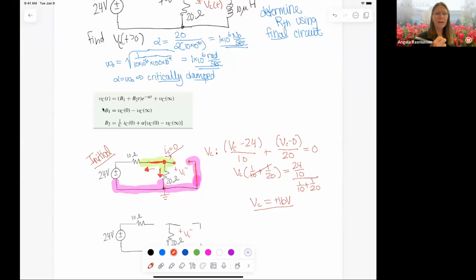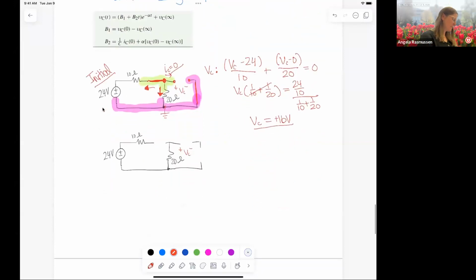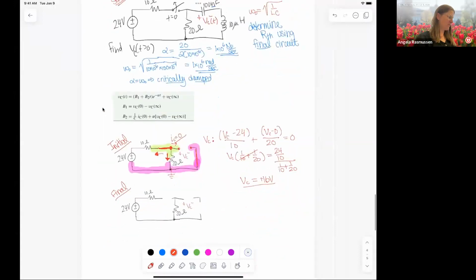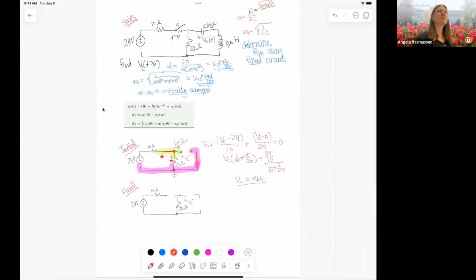So now I want to look at the final value. So final position for the switch, it will just be open. So I'm going to just leave that open. For the capacitor, it's still going to be open, and the inductor, short. So what is VC final value here? Correct. It will be 0.